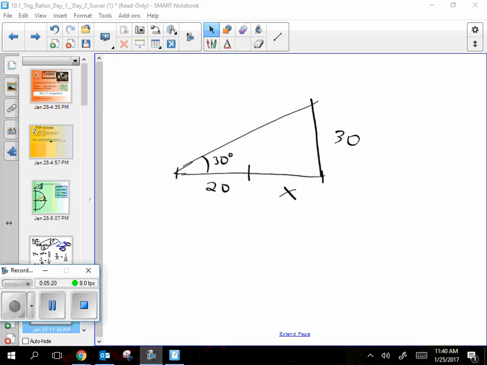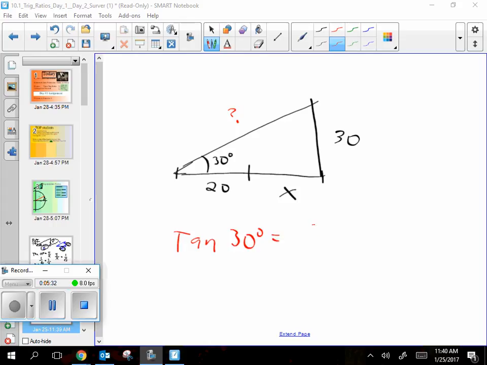Okay, I know you may not be done with the solving, but at least did you catch on that this was, again, no hypotenuse. We don't know what this is, so I better not use anything with a hypotenuse in it. So tangent of 30 is equal to opposite, 30, over adjacent, which is 20 plus x, or x plus 20. Raise your hand if you figured that out.